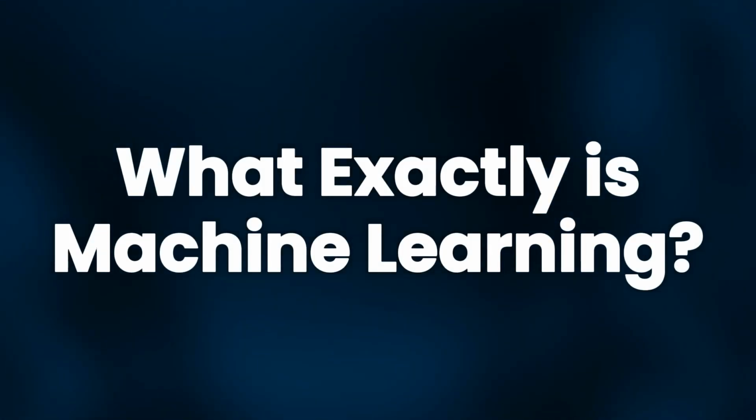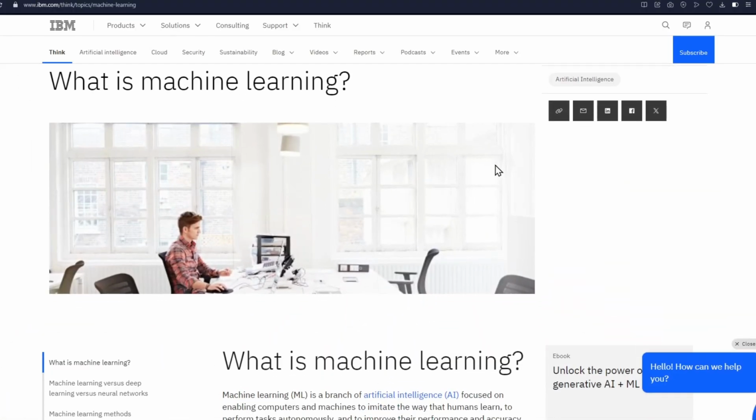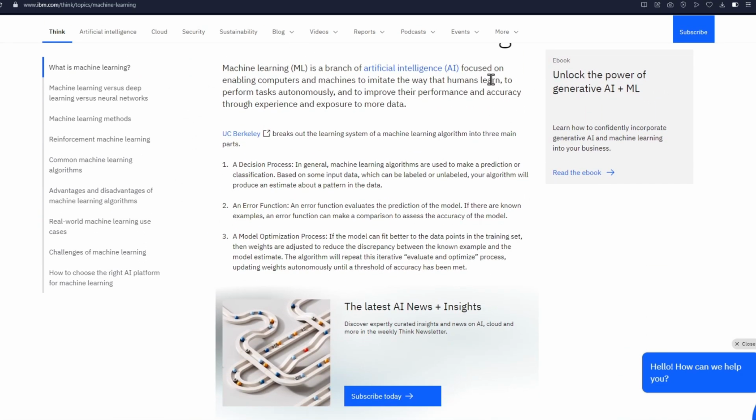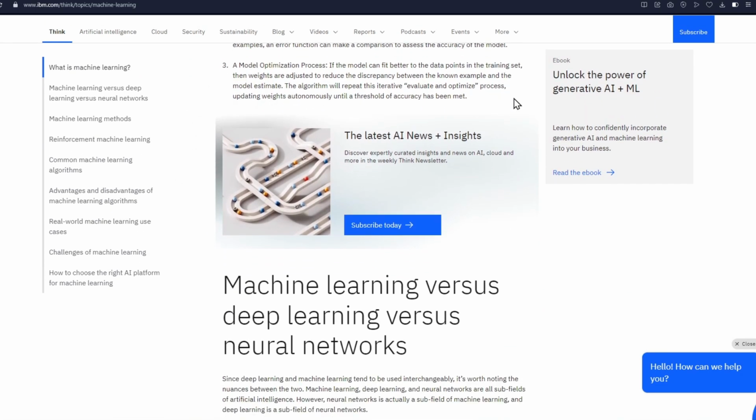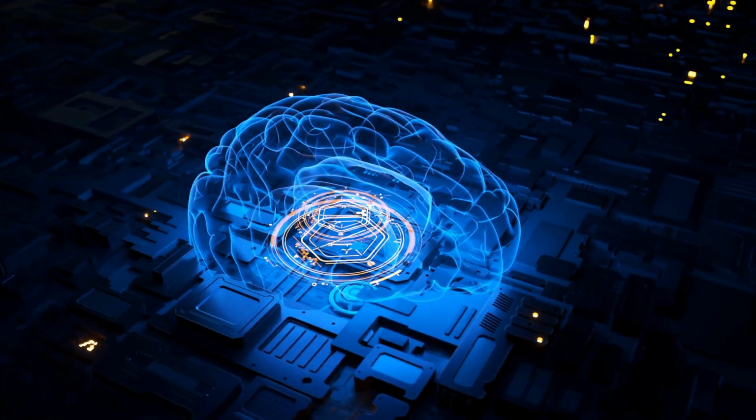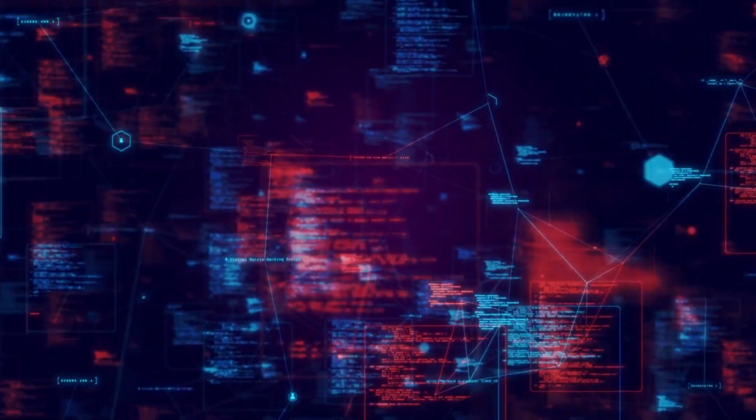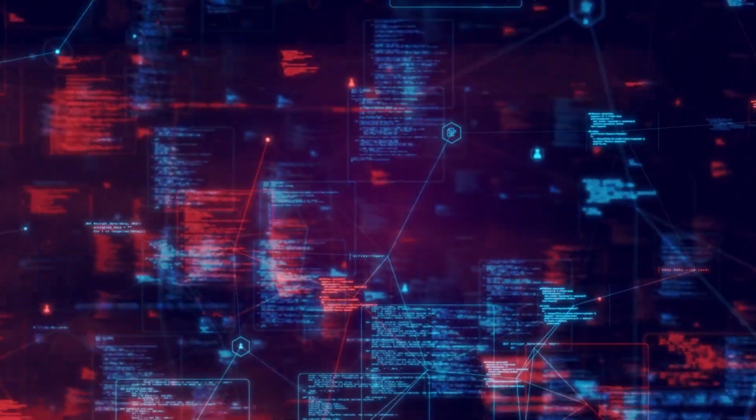What exactly is machine learning? At its core, machine learning, or ML, is a subset of artificial intelligence, which means it's one part of the larger field of AI. If AI is the big idea of machines behaving intelligently, then machine learning is the specific way machines improve themselves over time by learning from data.